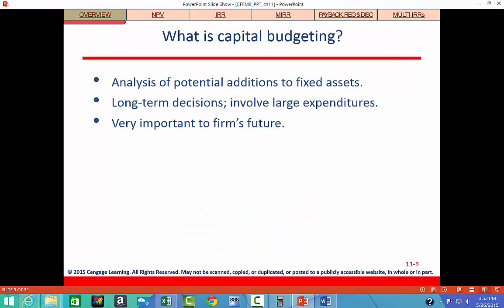So, capital budgeting is the process of analyzing additions to fixed assets. Capital budgeting is important because more than anything else, fixed asset investment decisions determine a company's course for the future. Conceptually, the capital budgeting process is the same as the decision process used by individuals when making investment decisions.